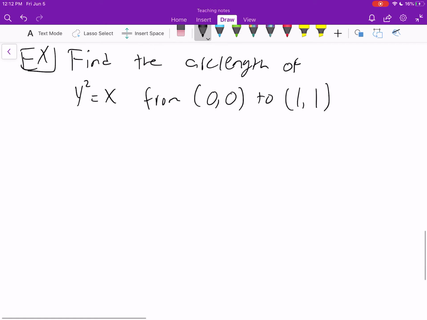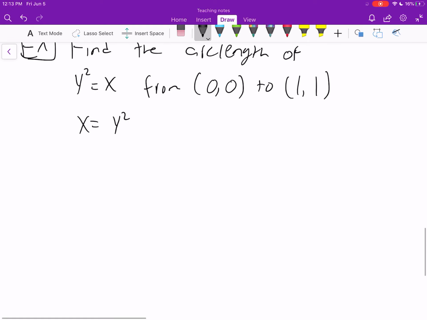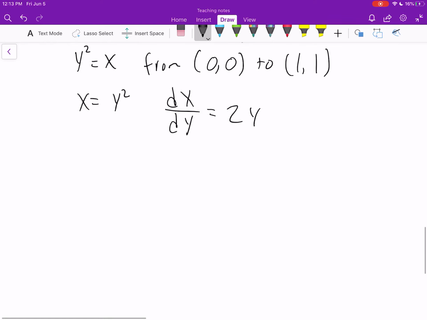Okay, so here I have x is a function of y. I can write this as x is equal to y squared. And so I'm going to set up this integral, and I'm just going to do it instead of dx here, I'm going to do it dy. So first thing I'm going to calculate is dx dy. So I'm just taking a derivative of x with respect to y. This comes out to 2y. Then I can set up my integral.